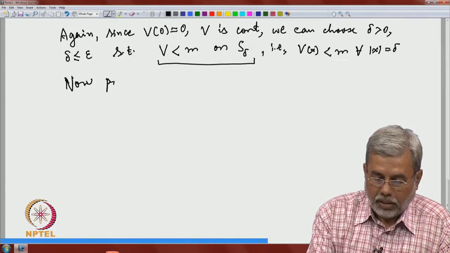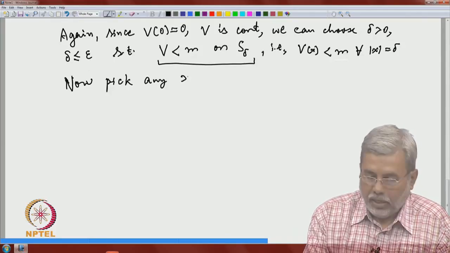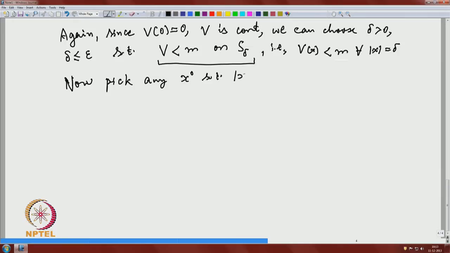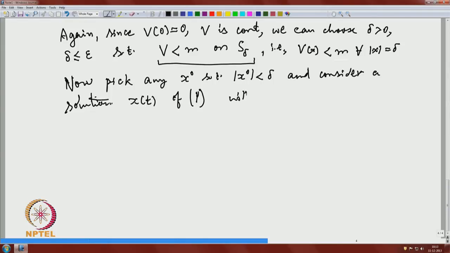Now pick any x 0 such that mod x 0 is strictly less than delta, and so you start your orbit and consider a solution x t of our system 1 with x 0 equal to x 0. So, I am now starting the orbit in the ball of radius delta, and we would like to show that this orbit through x 0 remains within S epsilon, and that proves the stability.